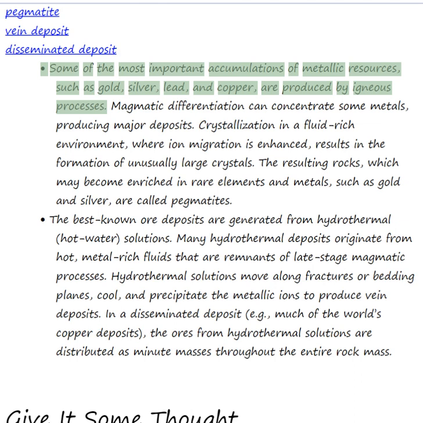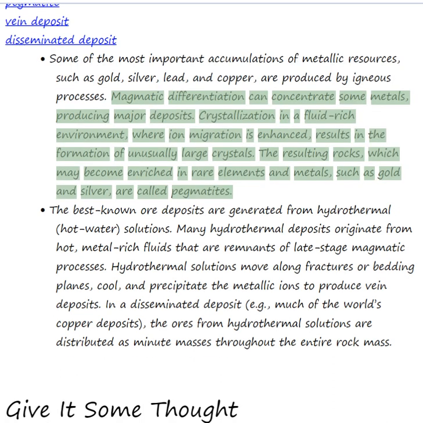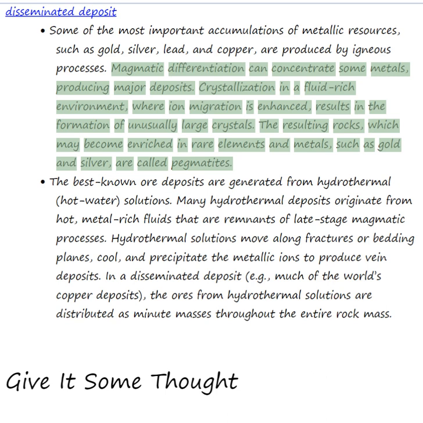Some of the most important accumulations of metallic resources, such as gold, silver, lead, and copper, are produced by igneous processes. Magmatic differentiation can concentrate some metals, producing major deposits. Crystallization in a fluid-rich environment, where ion migration is enhanced, results in the formation of unusually large crystals. The resulting rocks, which may become enriched in rare elements and metals, such as gold and silver, are called pegmatites.